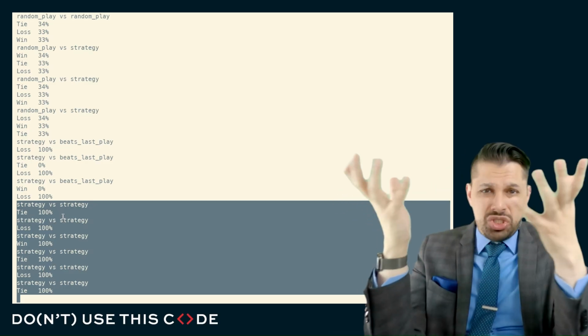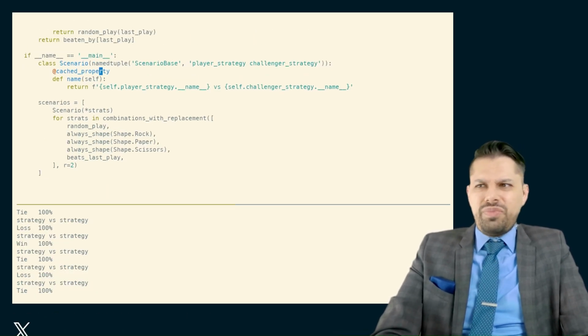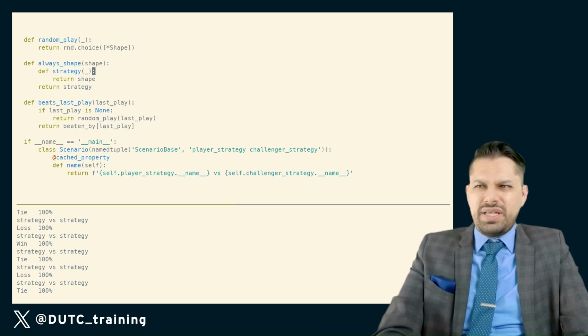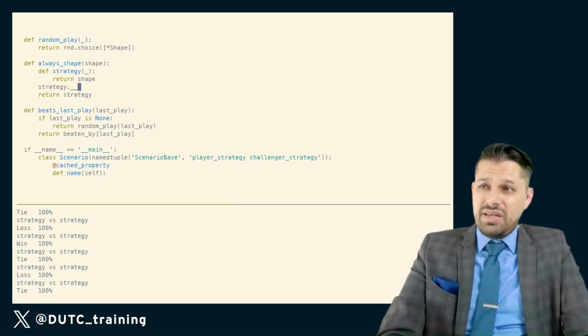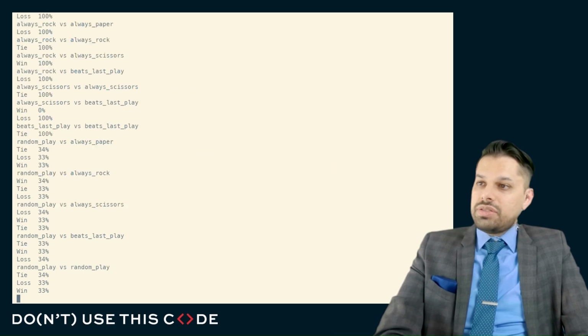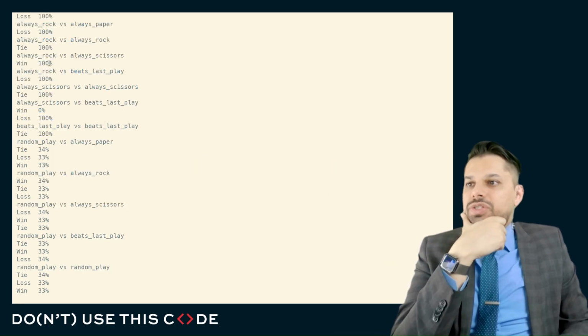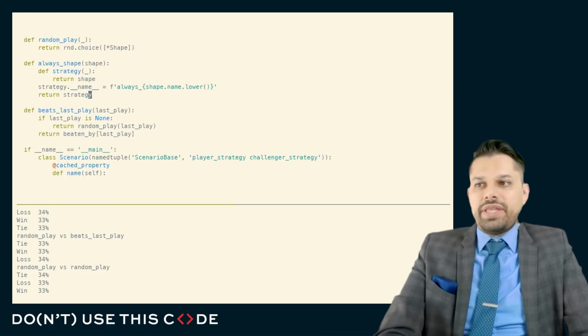tell. And my output here, which is just looking at the name of these functions, makes it really difficult for me to identify which one of these it is. Now, I could, of course, do something like this and change the name of this to something always, and here we could do shape.name.lower, and that might help a little bit. Python functions can be renamed. So here we go, always rock. Okay, that makes sense. Always rock against always scissors means you win every single time.